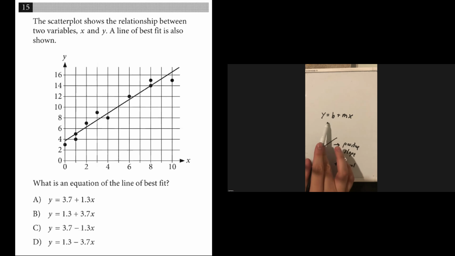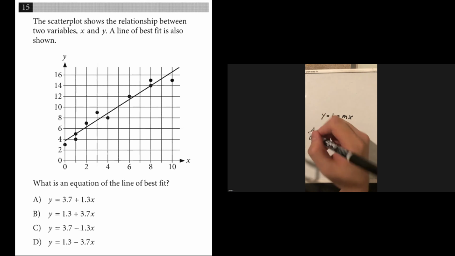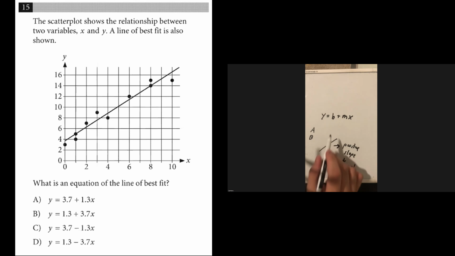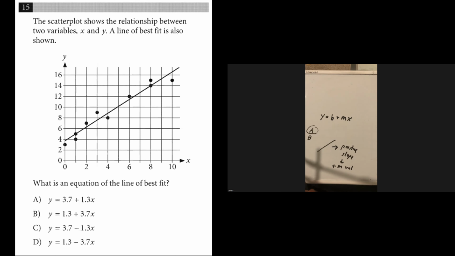Well, we know that b is the y-intercept and m is the slope. And so since this line is going upwards and it's positive, we know that there's a positive slope. So we know it's a positive m value. So that means the only answers that have a positive m value are A and B. And so now we just need to look at the y-intercept, and we can see that the y-intercept is between 2 and 4. And so from A and B, the only one with a b value between 2 and 4 is answer choice A, because it has a b value of 3.7. So the correct answer is A.